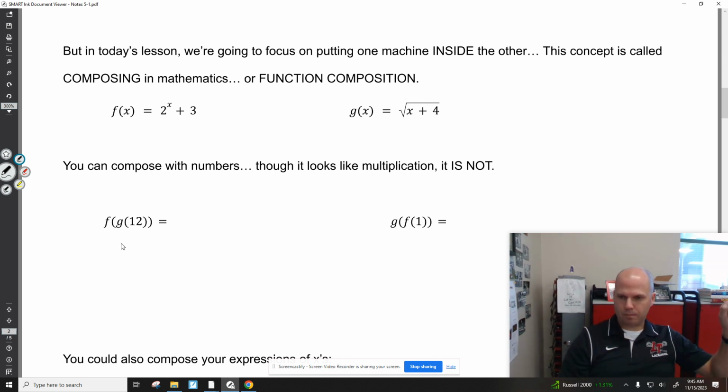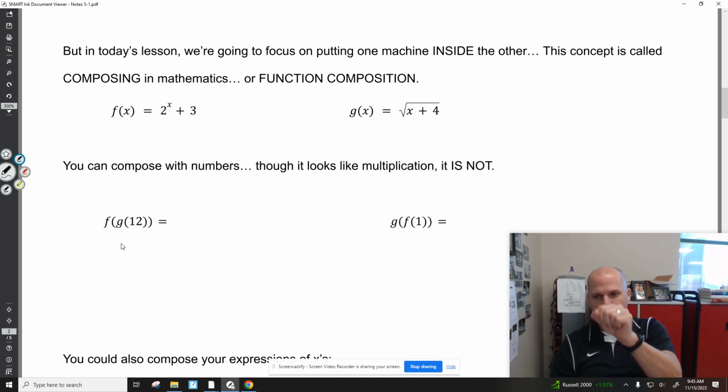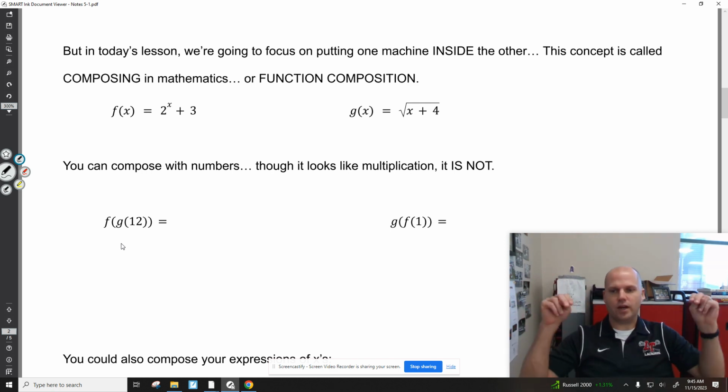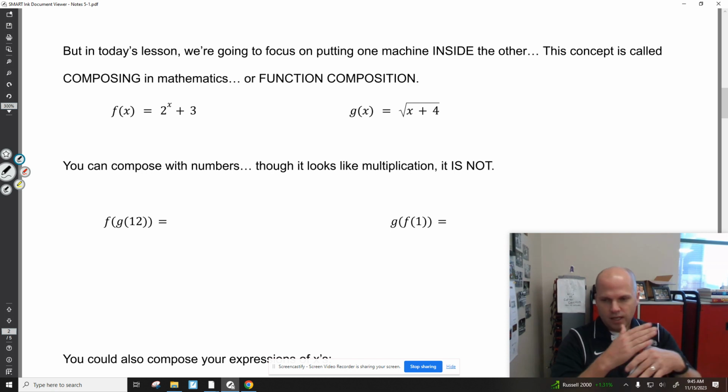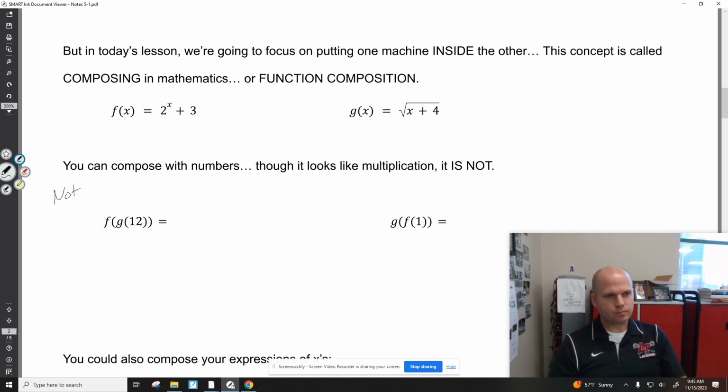You start with an input, plug into a machine, you get an output. That output then gets plugged into a machine and gets a final answer. This is notation for two machines. F parentheses G parentheses a number or X. What's very important is that this looks like multiplication. It is not. This is not the same as F of 12, say, times G of 12. Not correct, okay? This is F of G of 12. Essentially, it's saying you will take 12, plug it into G. You will get an output.